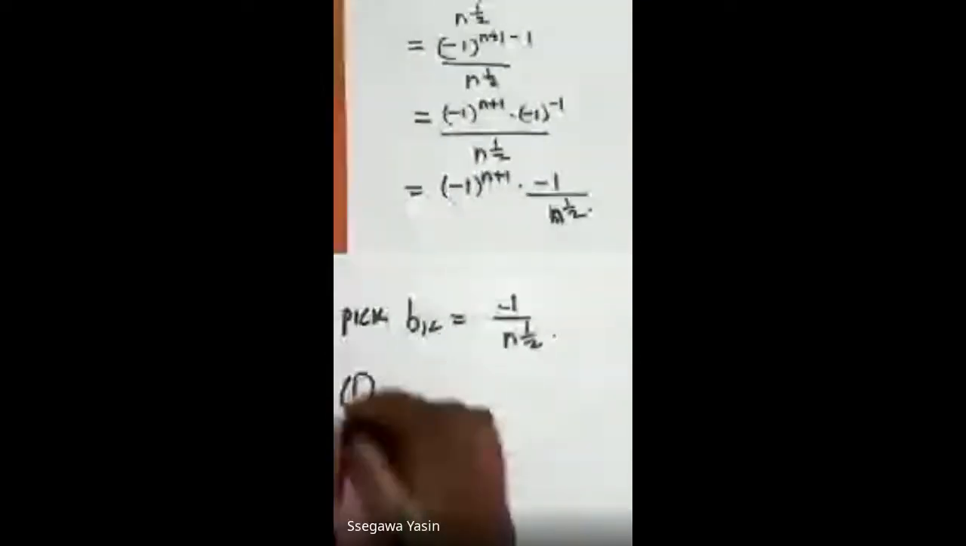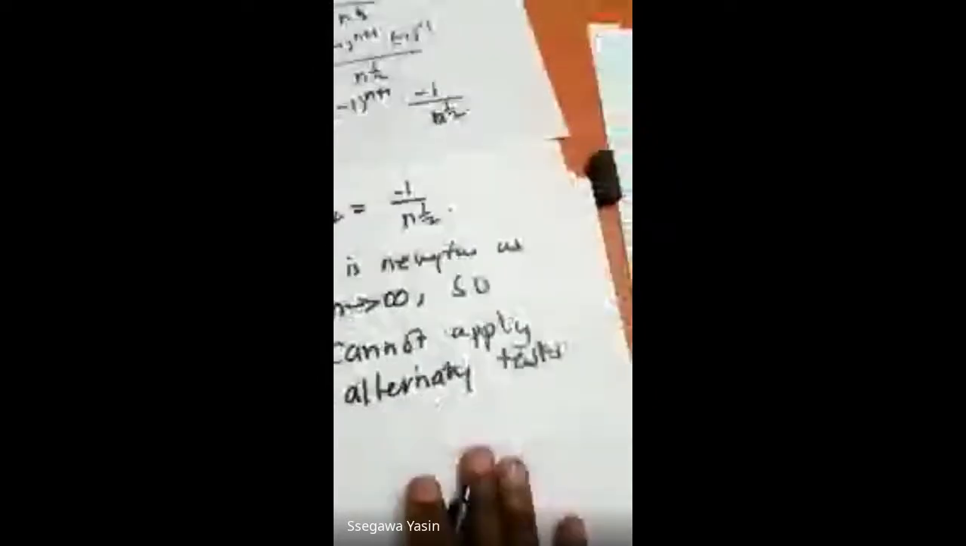Now, let's try to look at the characteristics. 1, bk is negative as n goes to infinity. So we cannot apply the alternating test, because the characteristics we have failed, it has failed to continue.